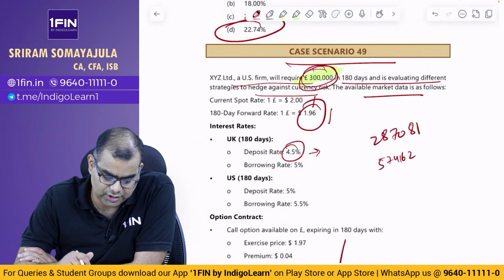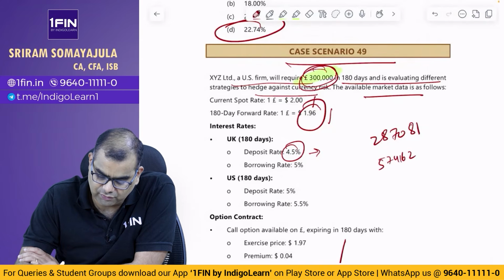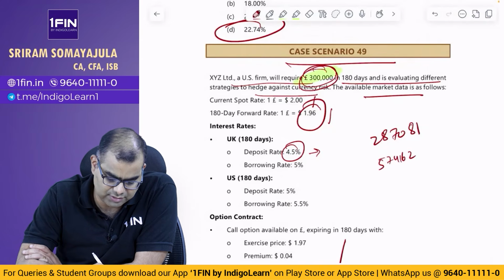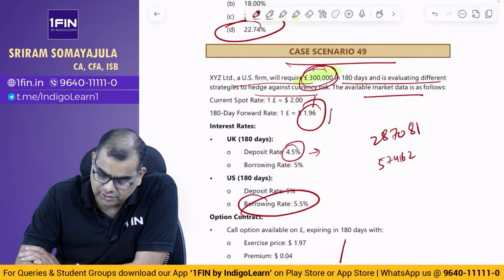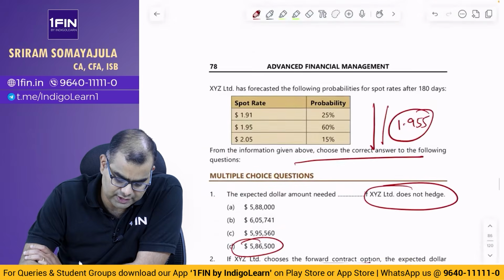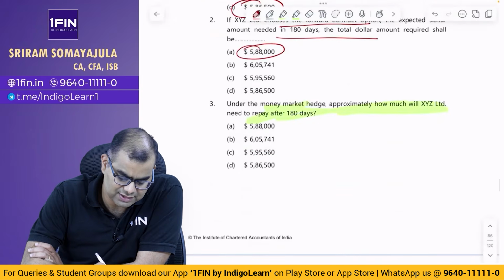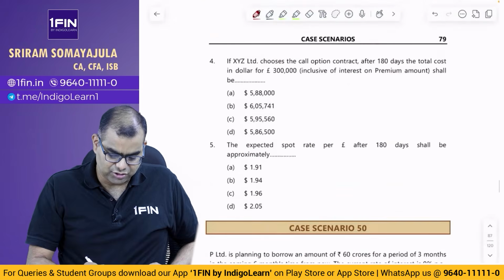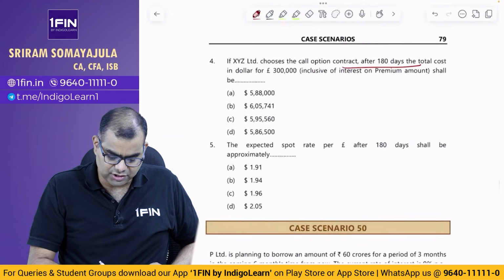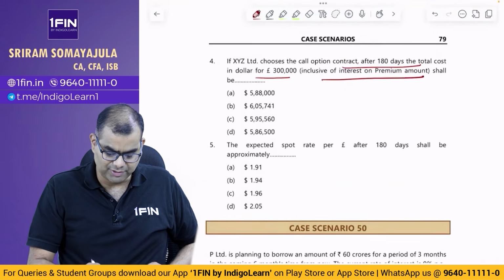This dollar borrowing, what is the repayment that you have to pay? You have to repay it at 1.055 because that is the borrowing rate. You get 605,742. See, 605,742. Then if they choose the call option after 180 days, total cost in dollars inclusive of interest and premium shall be how much?